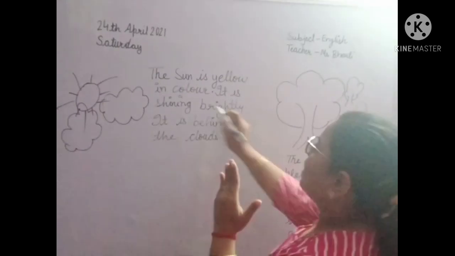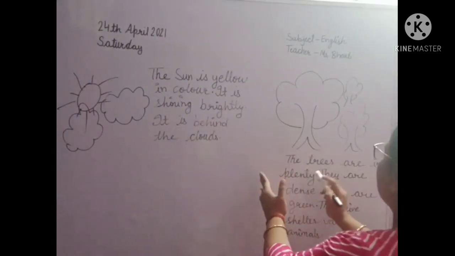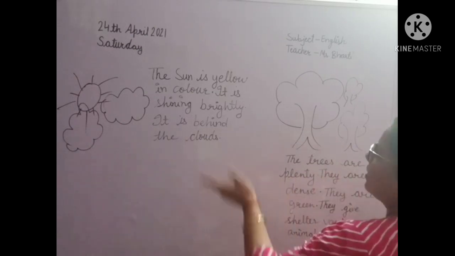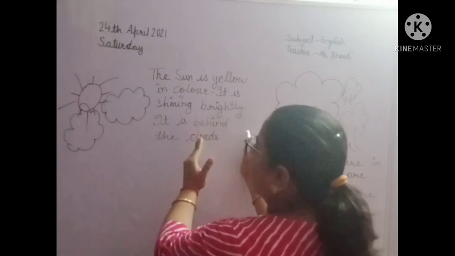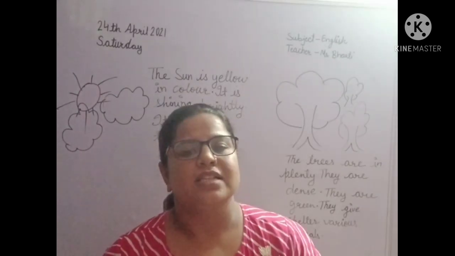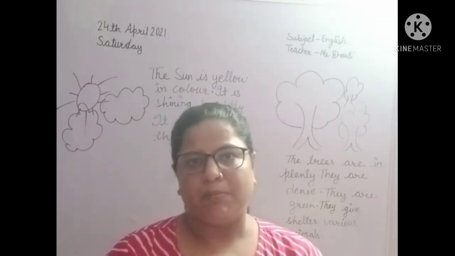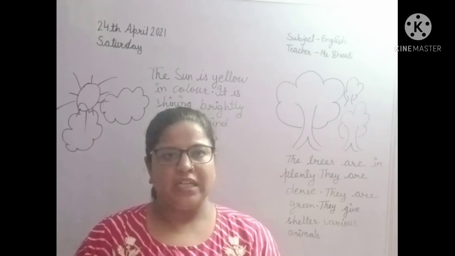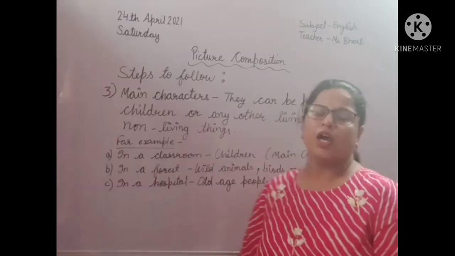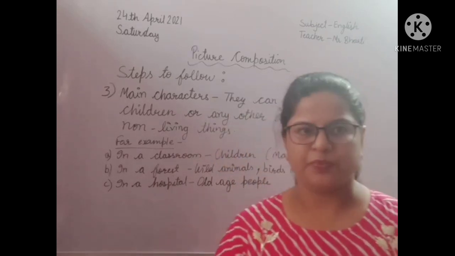If we say the sun is yellow in color and then we start writing that the trees are in plenty and then again we come back to the sun, it is shining brightly, this order of writing the sentences will be incorrect. So this point should be kept in mind while writing a paragraph, that the sentences should be written in an order. Our third step in this list is main characters.